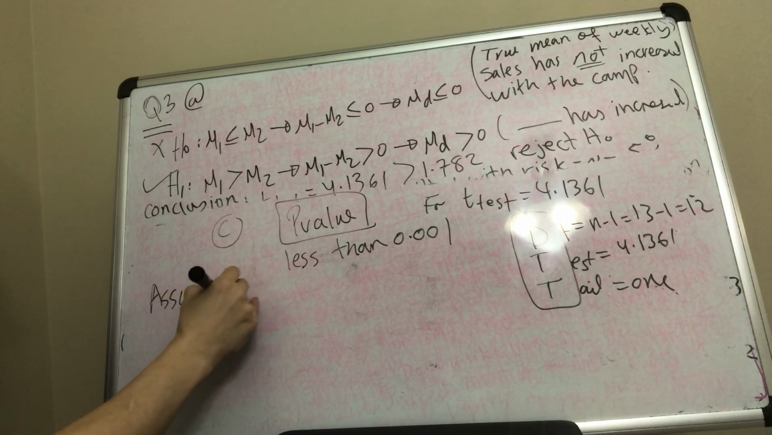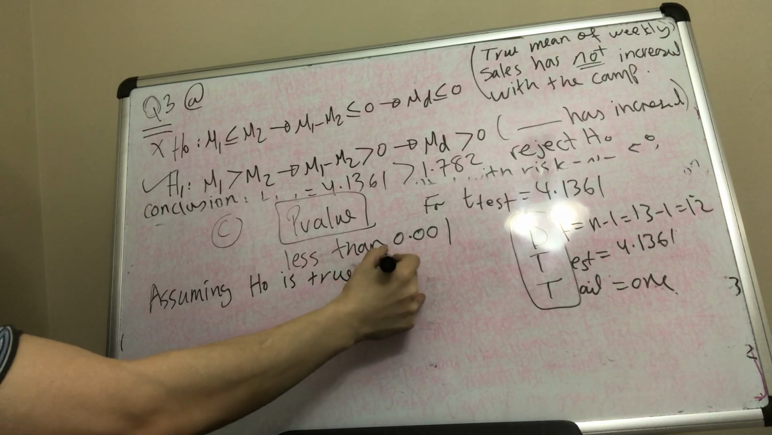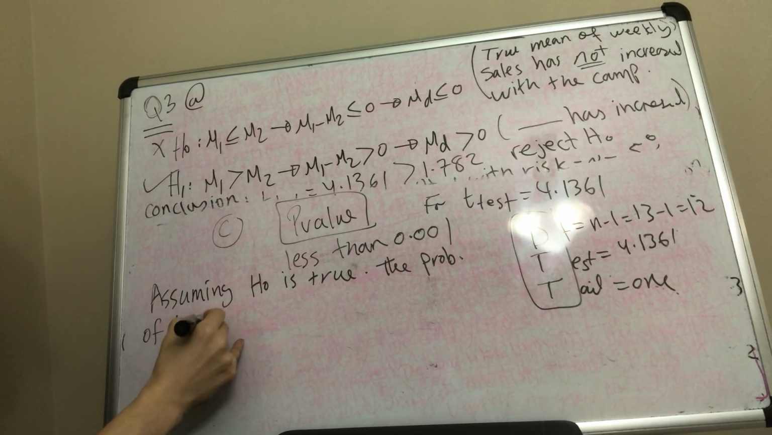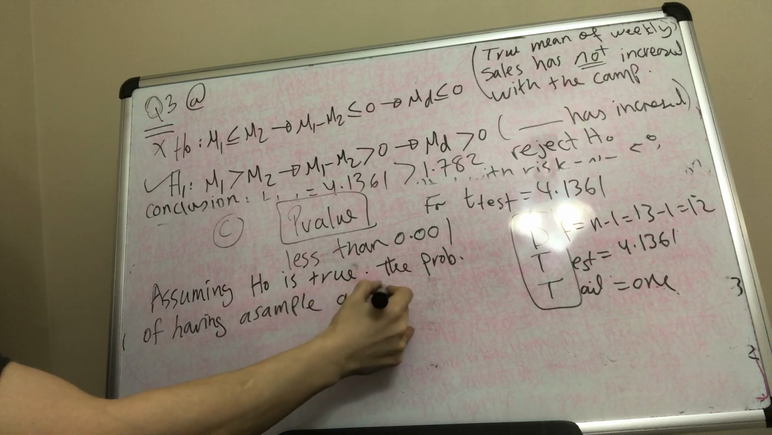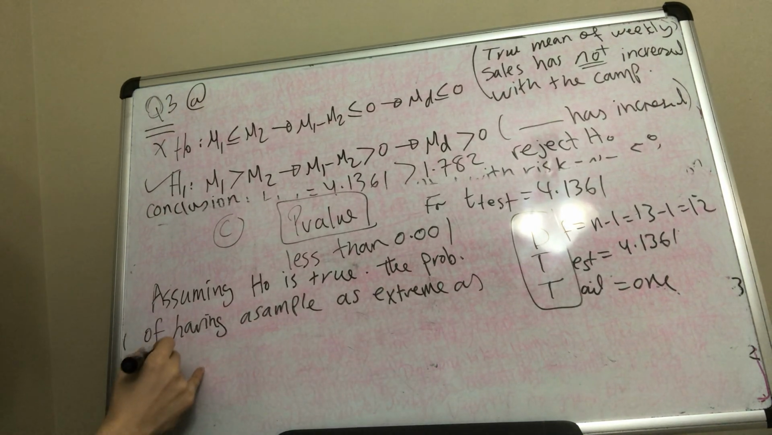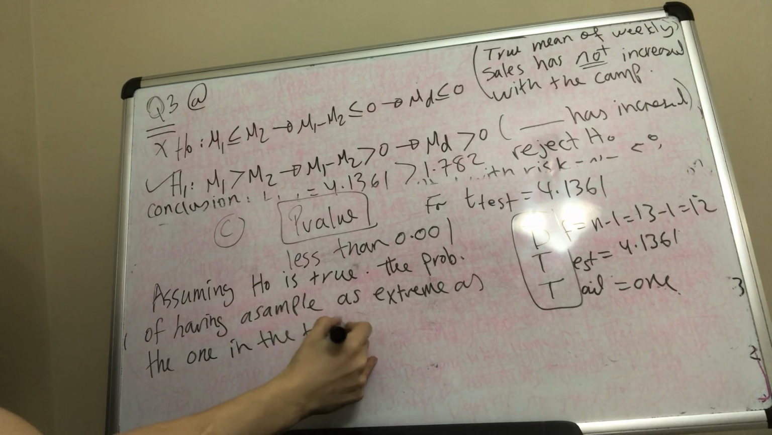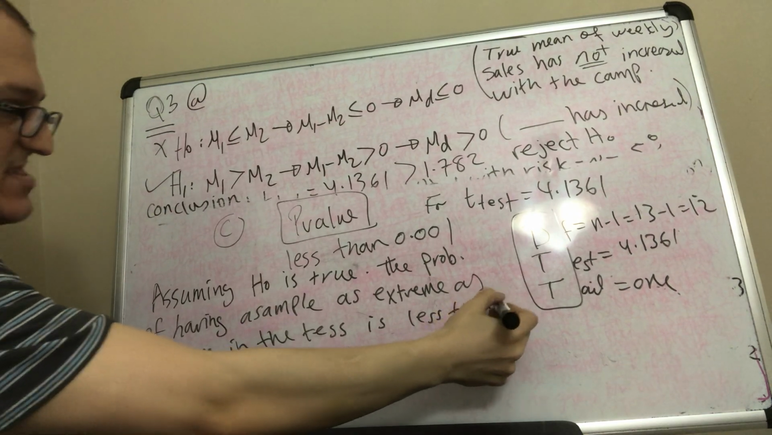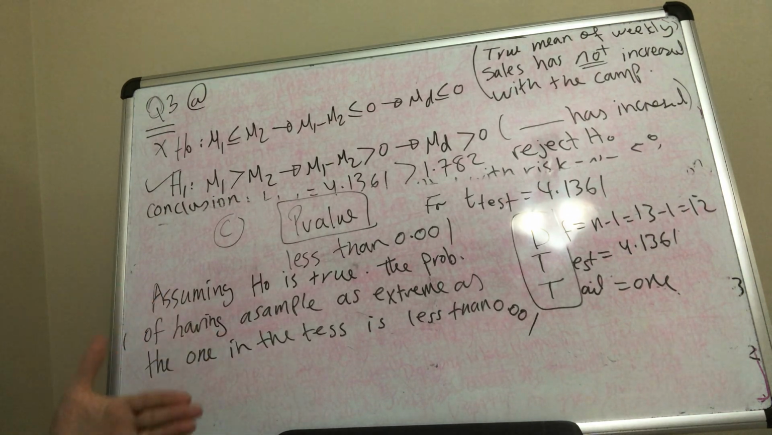Assuming H0 is true, the probability of having a sample as extreme as the one in the test is less than 0.001. So the p-value, you always say this.